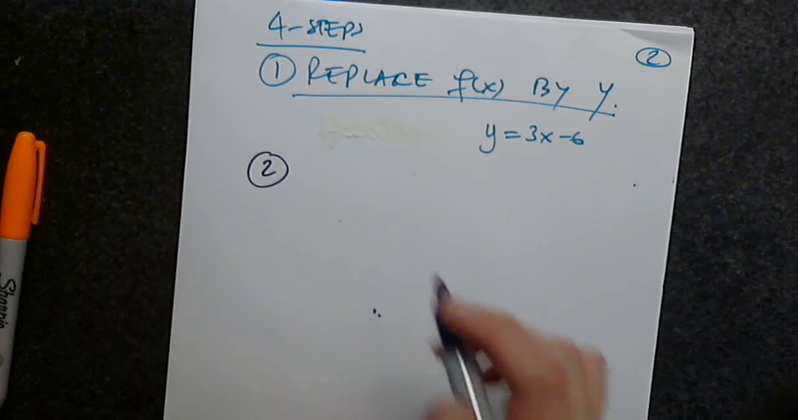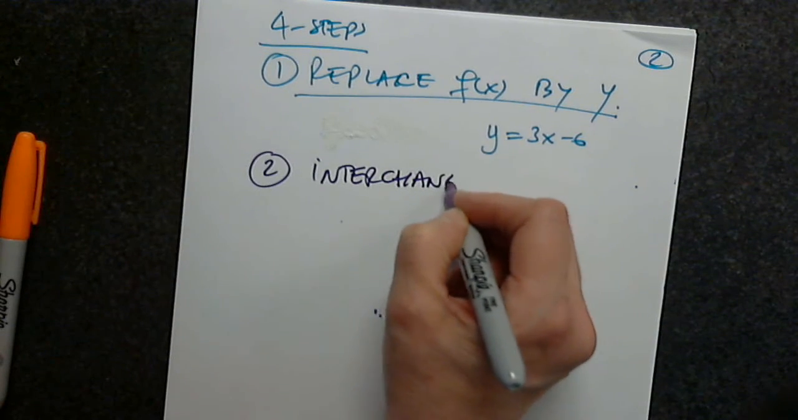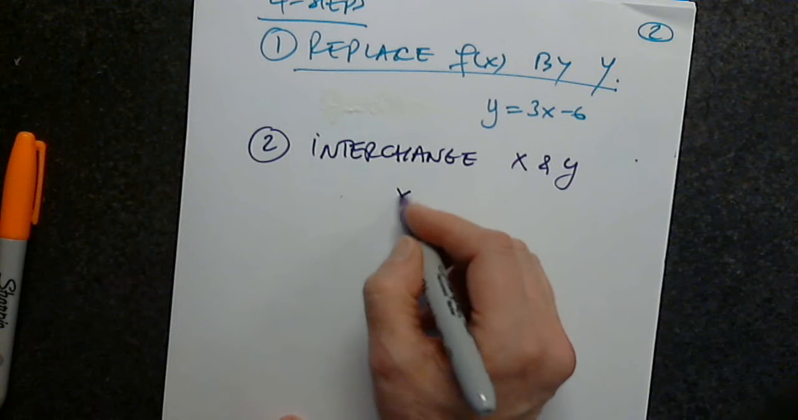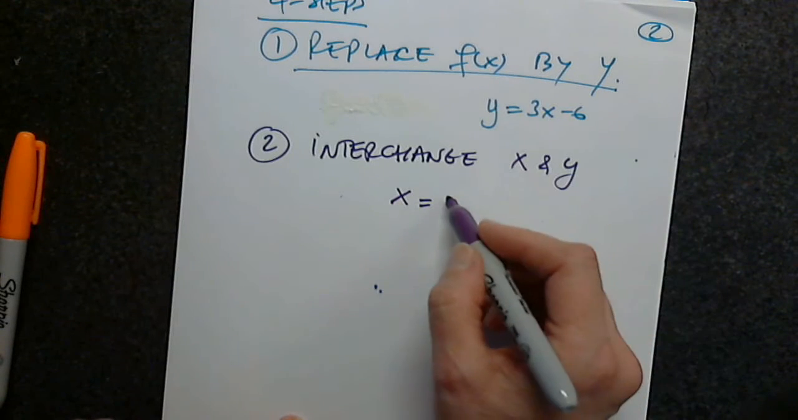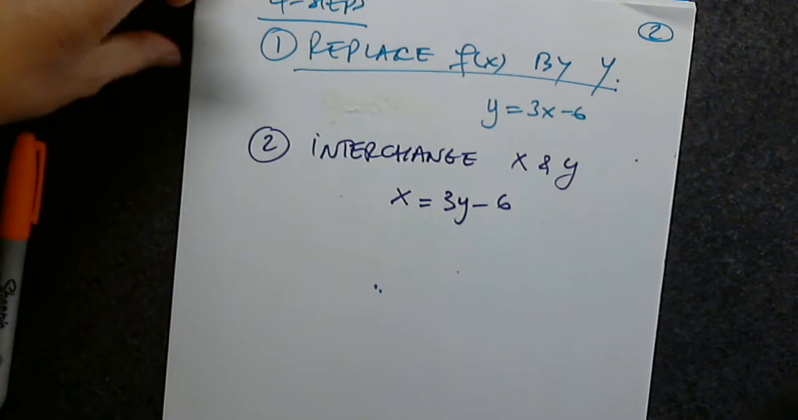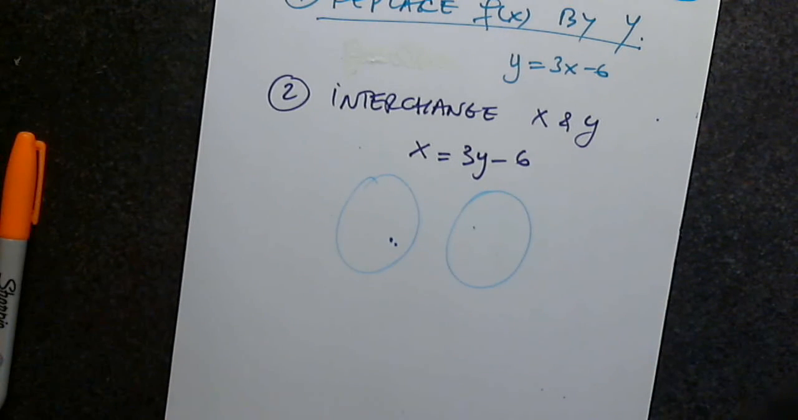Step number 2 is interchange x and y. Meaning, I see y, I put x. I see x, I put y. But the question is, am I allowed to do this? And before you say yes or no, allow me to show you our discussion from last time.